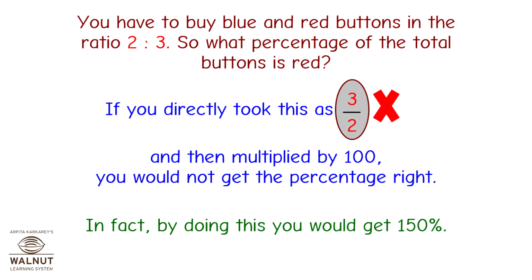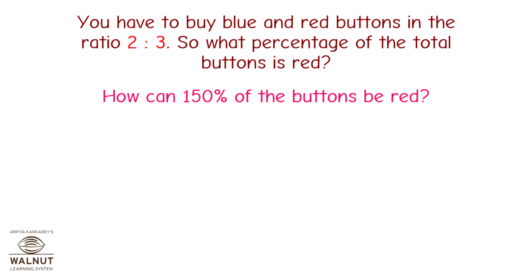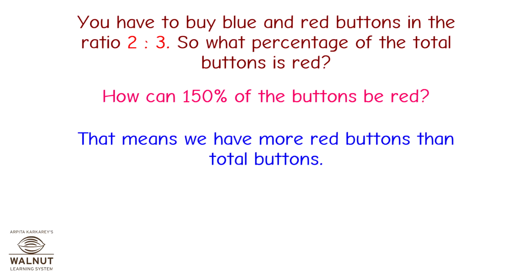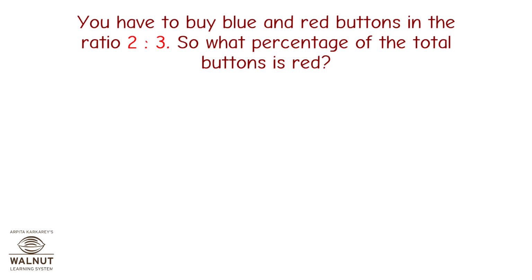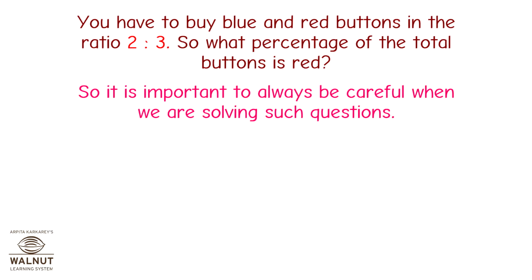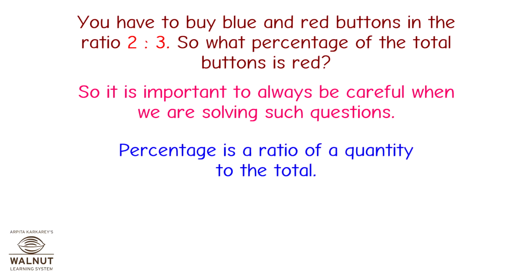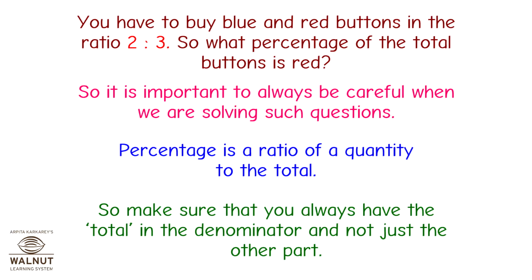In fact, by doing this, you would get 150%. How can 150% of the buttons be red? That means we have more red buttons than total buttons. It makes no sense. So it is important to always be careful when we are solving such questions. Percentage is a ratio of a quantity to the total. So make sure that you always have the total in the denominator and not just the other part.